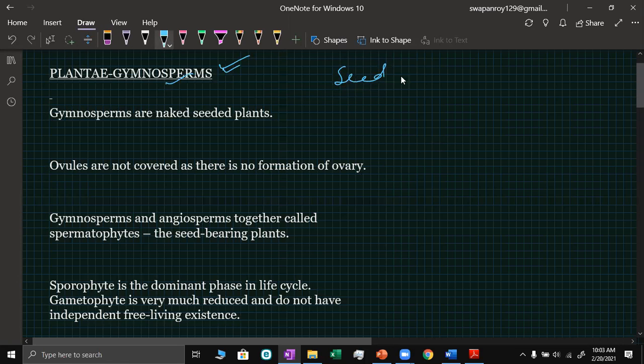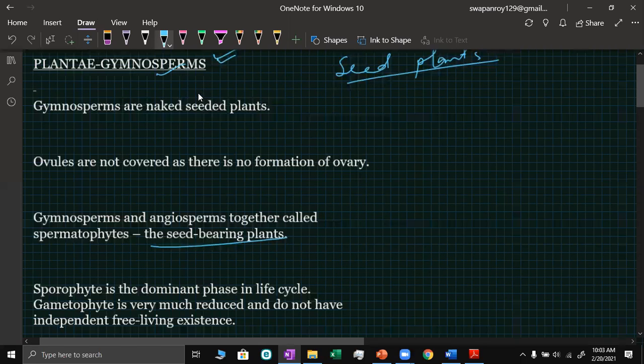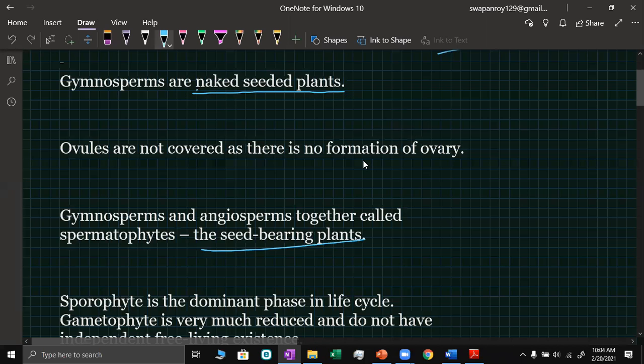Gymnosperms are seed plants. The gymnosperm and angiosperm together form the seed plants. Gymnosperms are, of course, naked seeded plants because there is no formation of ovary, and that's why there is no fruit, but the seed is there, and that's why it is an exposed seed. So this is the naked seeded plant or gymnosperm.